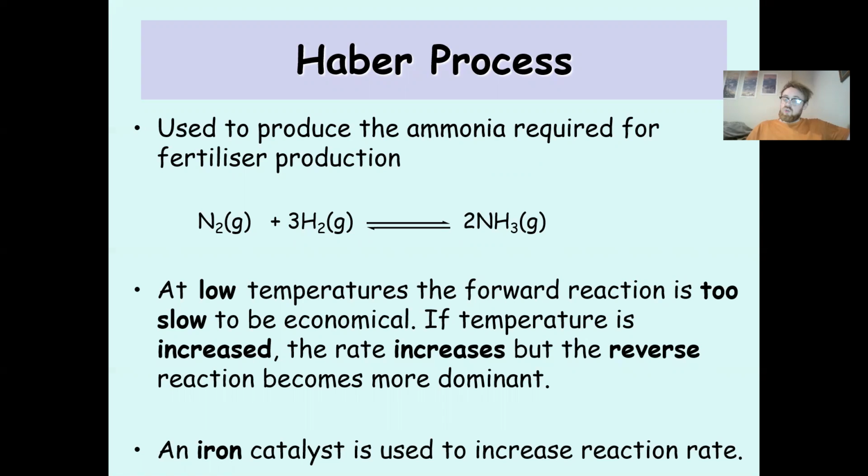Okay. The way we can overcome that is by using an iron catalyst. Okay. So remember, Haber process uses an iron catalyst to make ammonia.